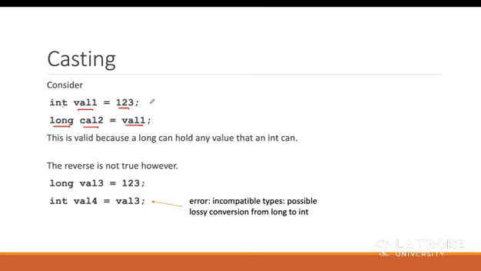But let's consider this in reverse order. Let's say you have declared a variable of type long as value3, and you have assigned 123. Now you are declaring another variable, value4, and you are assigning value3 to value4. This is going to give you an error saying incompatible types, because int can hold a lesser value compared to long, and value3 is of type long.